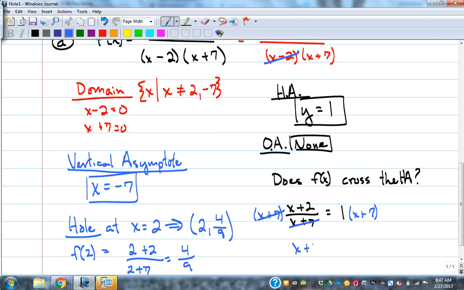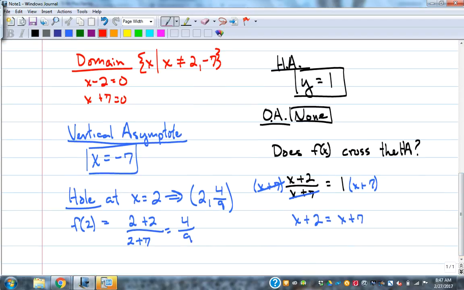Cancels. And then subtract 2. Subtract x. And what happens to x minus x? 0 equals 5. That's no solution. So the answer to that is no. It does not cross the horizontal asymptote.